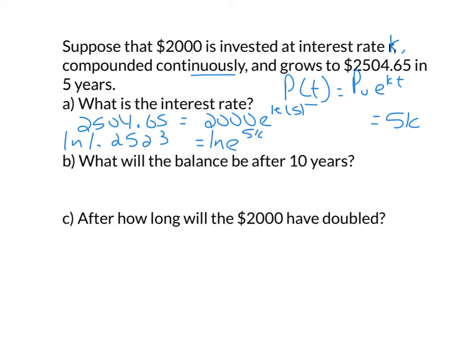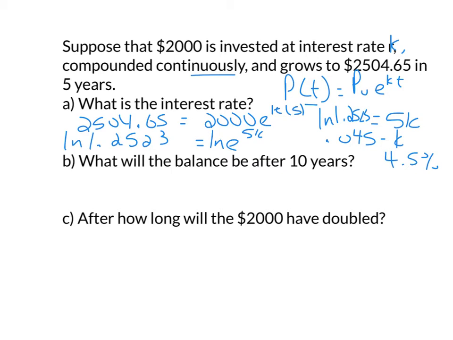So I have 5K equals natural log 1.2523. I'm going to divide both sides by 5 and punch it in. Natural log of 1.2523 divided by 5, and I get 0.044, actually 0.045. So my interest rate is 4.5%. All right, then it says, what will the balance be after 10 years?